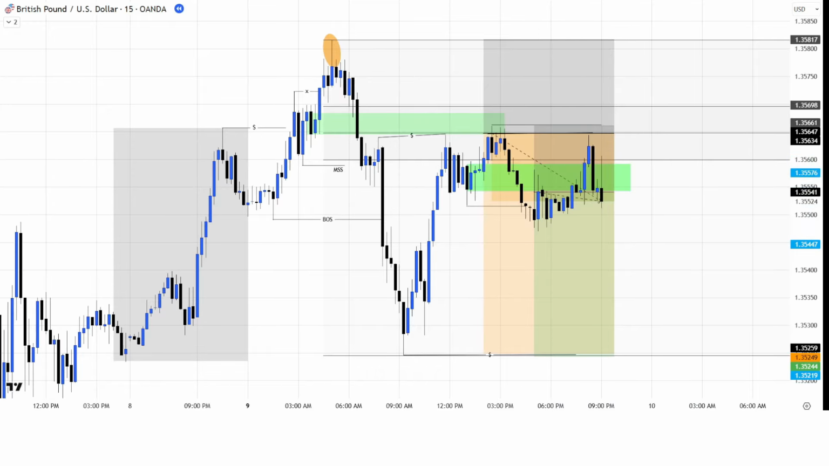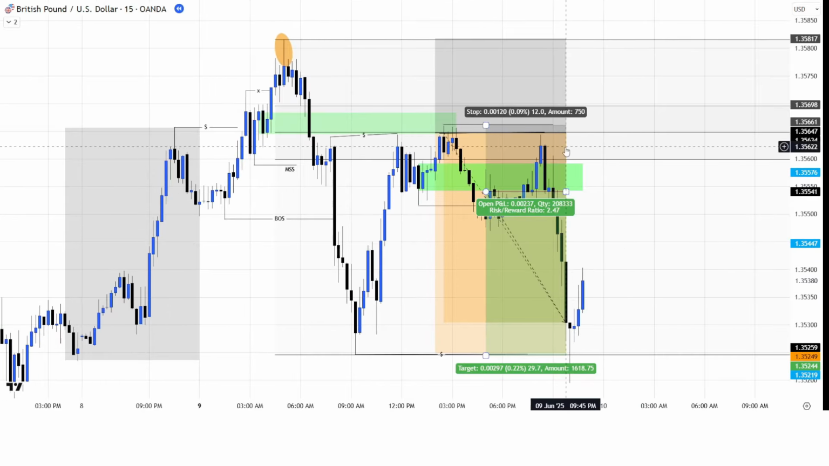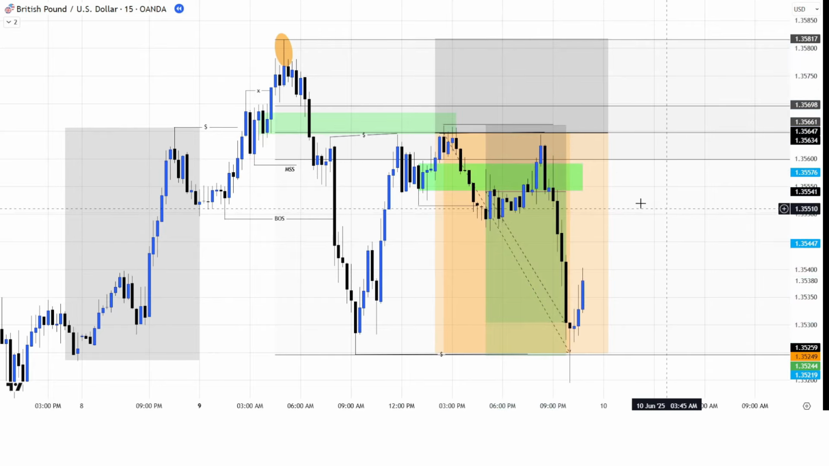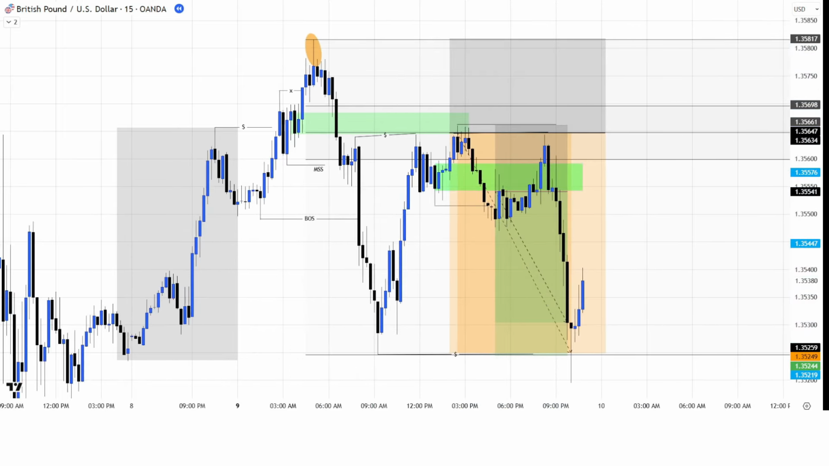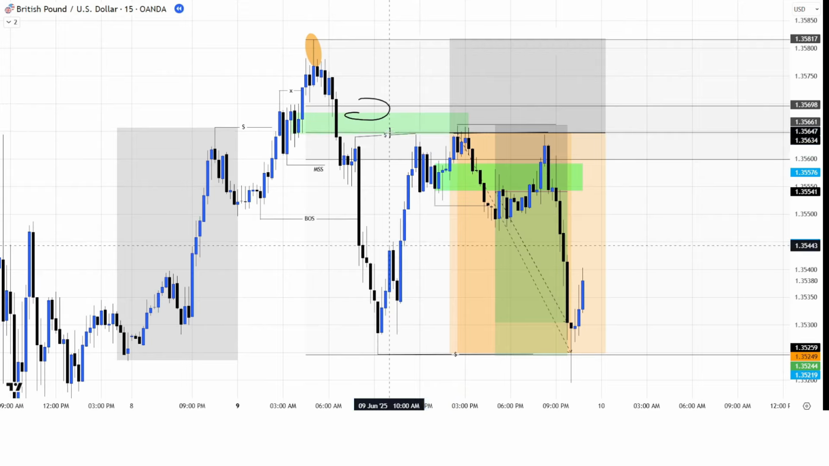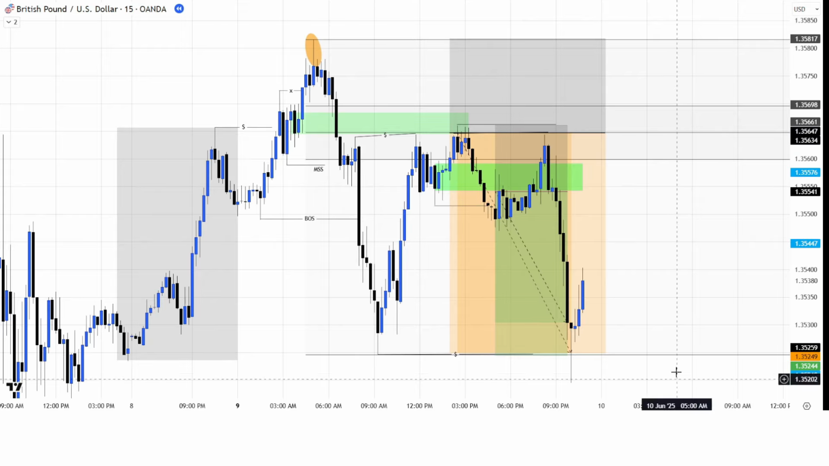Let's see if we can get this crazy expansion. I want to see this. Boom. Just like that. That's exactly how you trade this right here. The liquidity sweep plus the fair value gap. It's basically just a fair value gap with liquidity near it, right? But because there's so many confluences involved, that's what makes this powerful.